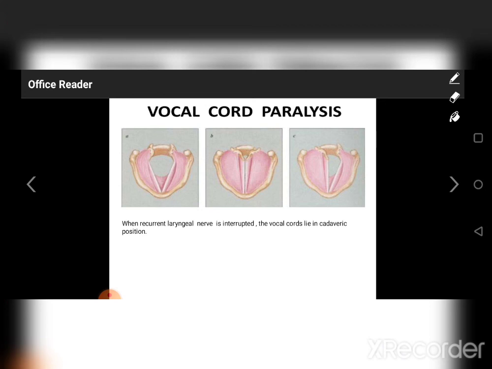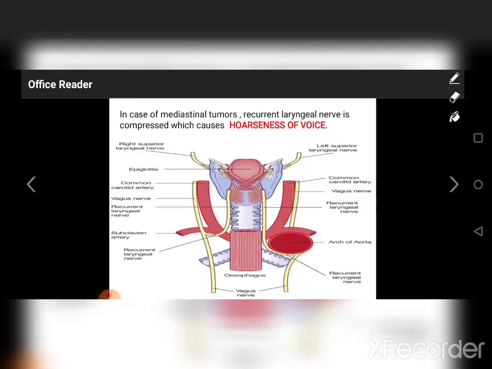These are the vocal cord paralysis. When there is injury to the recurrent laryngeal nerve, it will cause the vocal cords to be in the cadaveric position. Then in case of mediastinal tumor, the recurrent laryngeal nerve is compressed, which causes hoarseness of voice.